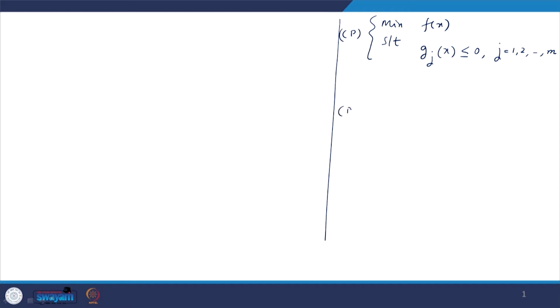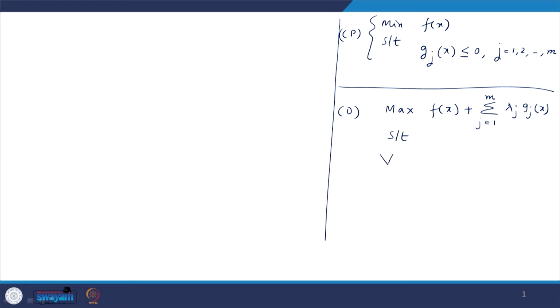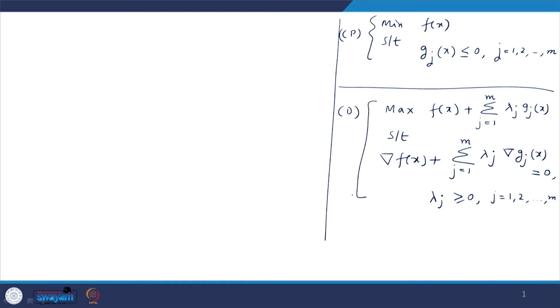And the problem D, which is the dual of this problem CP, is given by maximization of the Lagrange function, which is f(x) plus summation j from 1 to m lambda_j g_j(x), subject to the gradient of this being 0, that means gradient of f(x) plus summation j from 1 to m lambda_j gradient of g_j(x) equal to 0, and lambda_j greater than or equal to 0 for all j. So, this problem is D and this problem is CP.